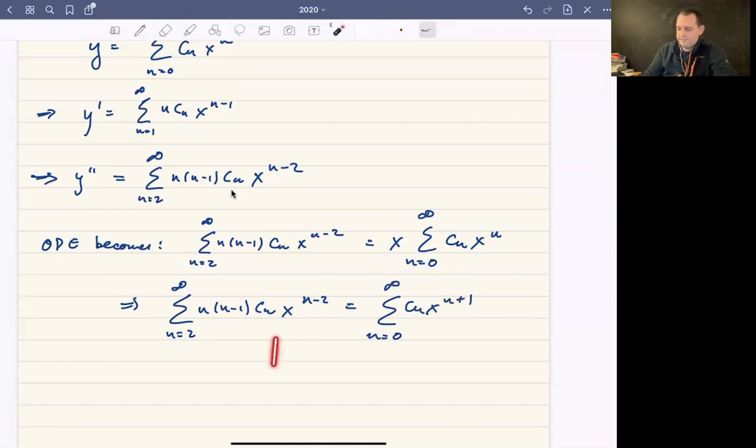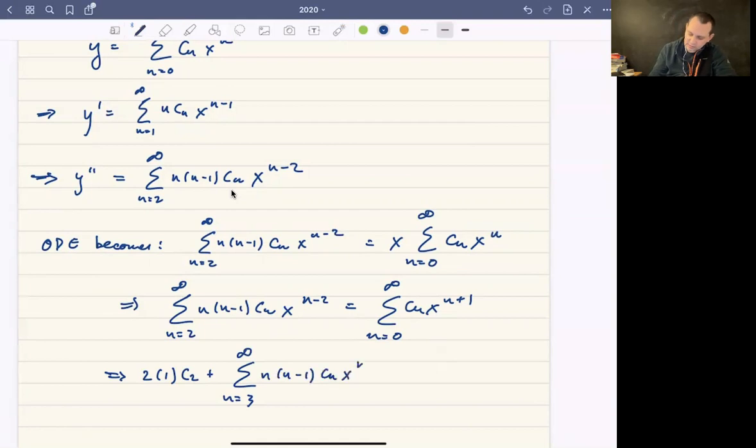The left sum starts with a constant term, you have x to the 0. The right sum starts with a linear term, so we're going to have to do the same thing that we did before and peel off the n equals 2 term. When n is equal to 2, we have 2 times 1 times c2 x to the 0, plus all the rest: the sum from 3 to infinity of n times n minus 1 c sub n x to the n minus 2. That will be equal to the sum on the right, which we haven't messed with, c sub n x to the n plus 1.